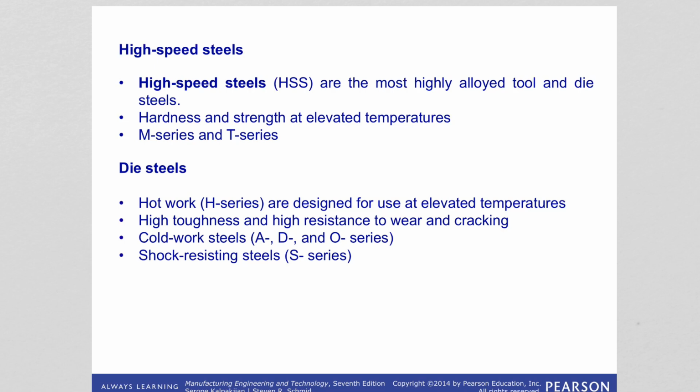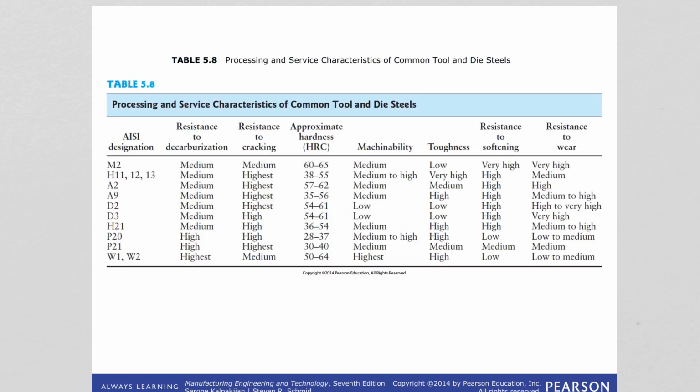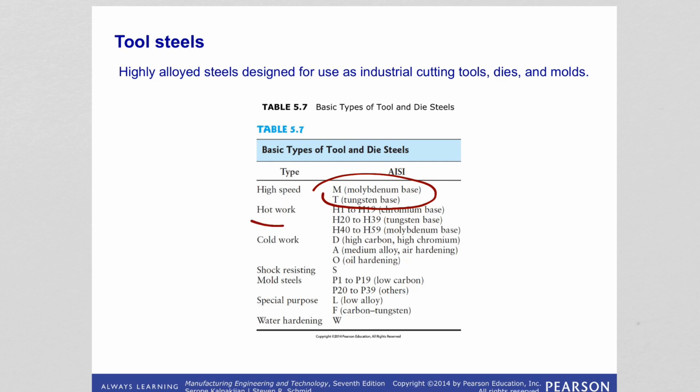The other one is die steels. These are hot work H series, and they are designed to be used at elevated temperatures. They have high toughness, high resistance to wear and cracking. So if we go back and look at the table, all start with H, and depending on whether it's chromium base, tungsten base, or molybdenum base, a different number is designated.